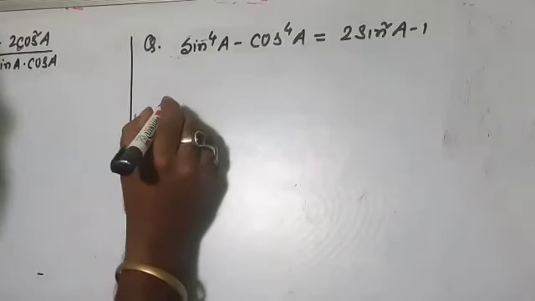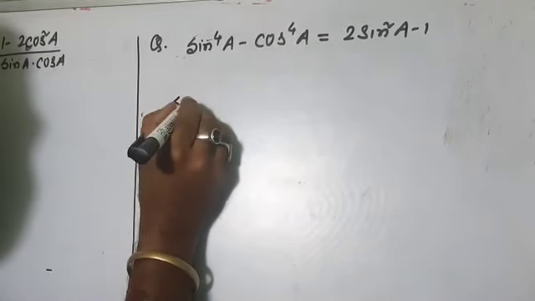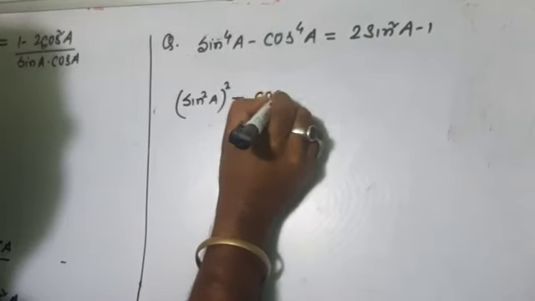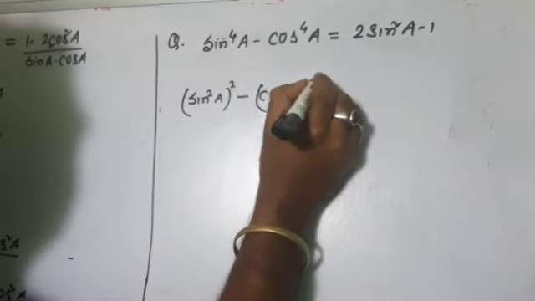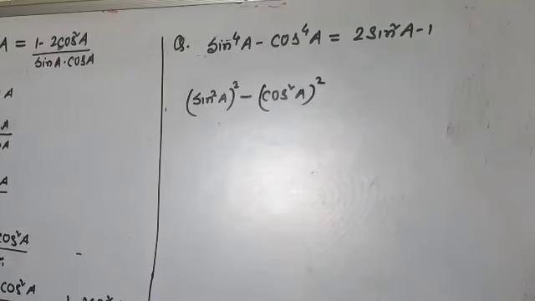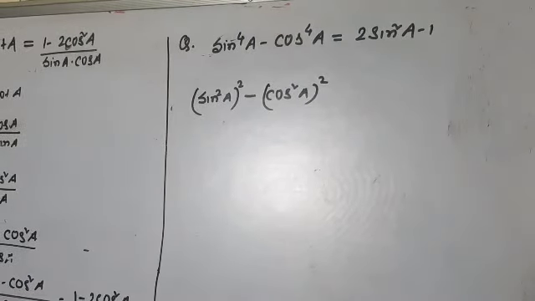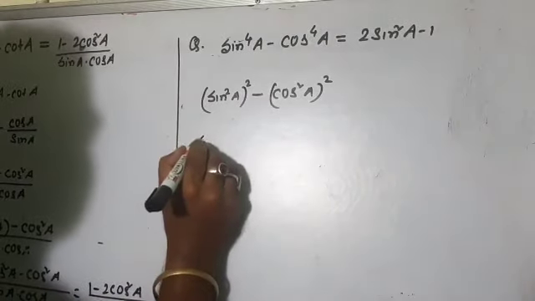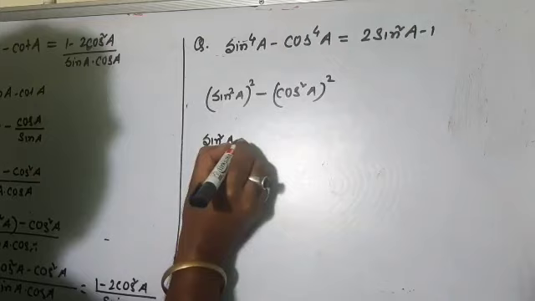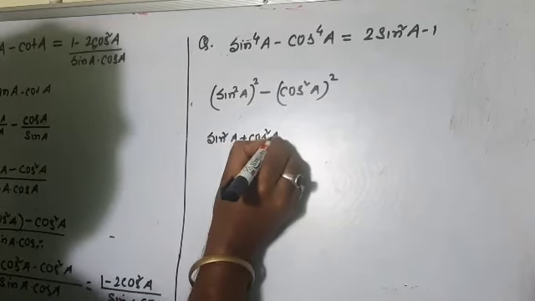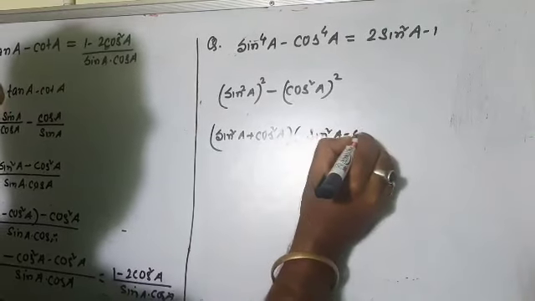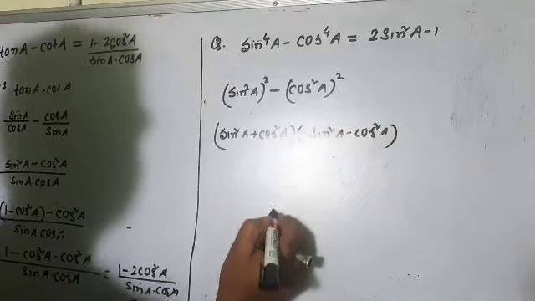So sin to the power 4A we can write like this: (sin square A) whole square and (cos square A) whole square. Here we use A square minus B square. So that means one time it is sin square A plus cos square A, and one time that is sin square A minus cos square A.